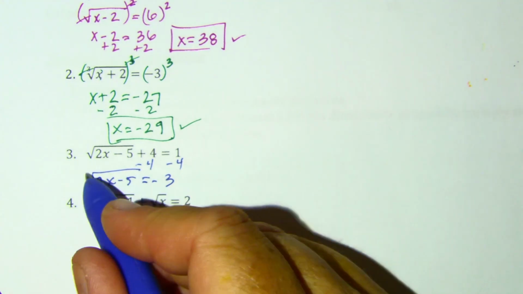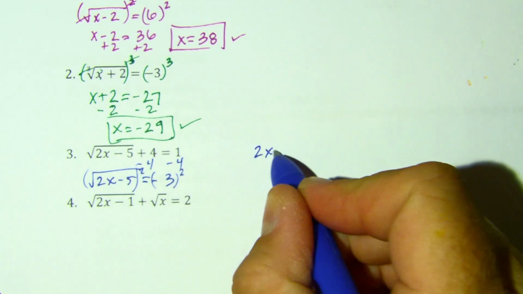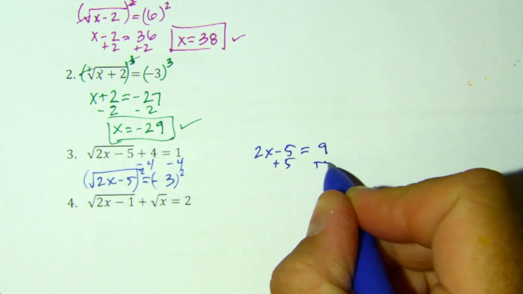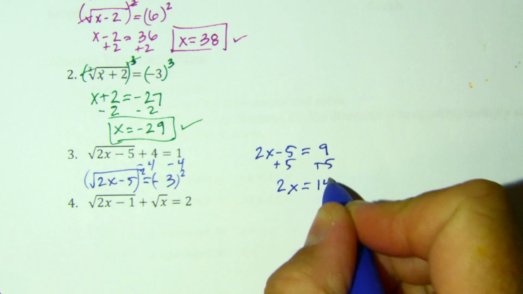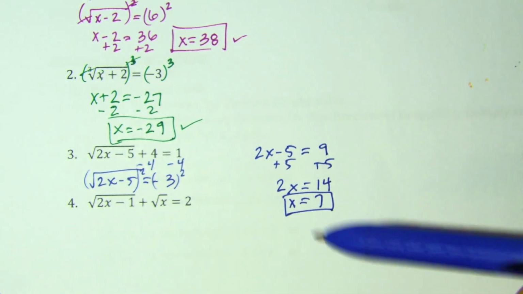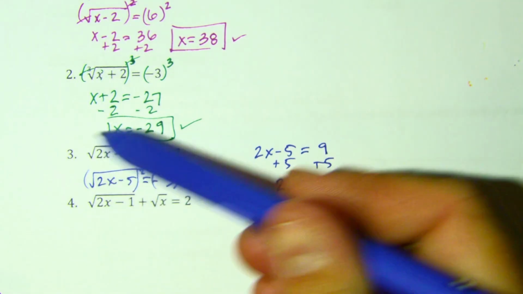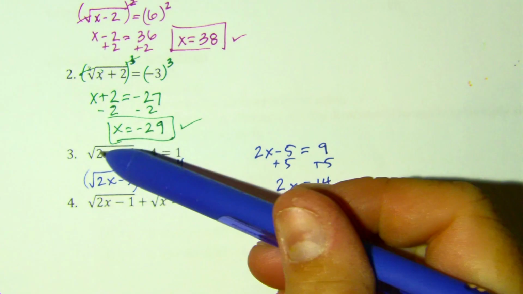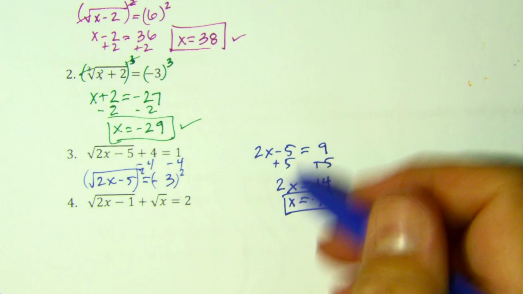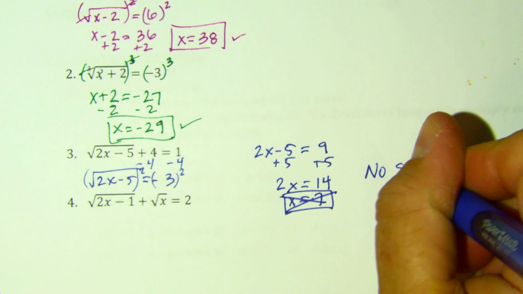Let's just say you said, okay, so now I square both sides, and I square this side, and I get 2x minus 5 is equal to negative 3 squared is 9. I add 5, 2x is equal to 14, x equals 7. Well, again, you want to check your answer. So you plug in 7. 2 times 7 is 14. 14 minus 5 is 9. The square root of 9 is 3. 3 plus 4 is not 1. So since it doesn't actually work out, we know that that's not a solution, which means we have no solutions.